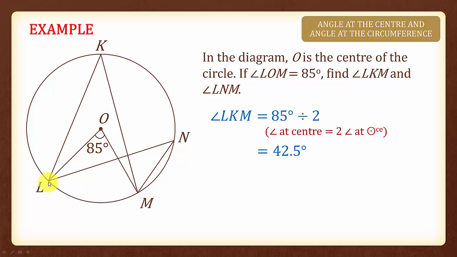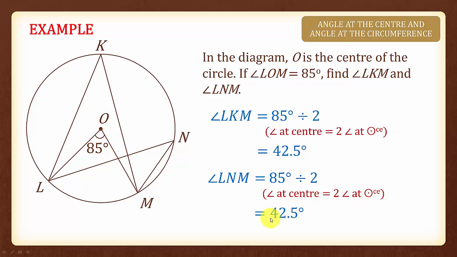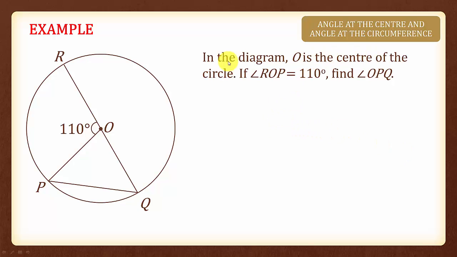Once again, do take note that angle LOM and angle LKM are subtended by the arc LM here. To find angle LNM, we will simply need to divide 85 by 2 as well, because of the property angle at the center equals twice the angle at the circumference. And LNM is also 42.5 degrees. Again, do check that the two angles LOM and LNM are subtended by the same arc.